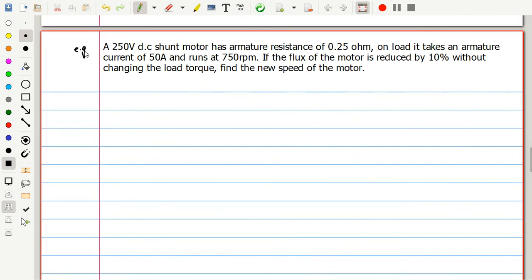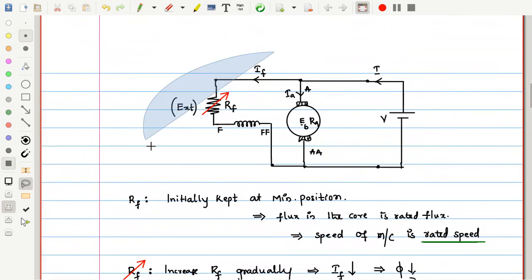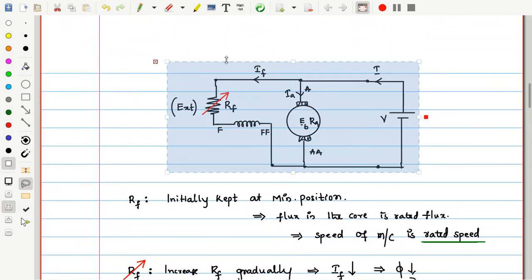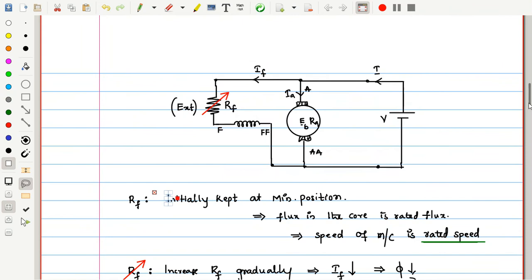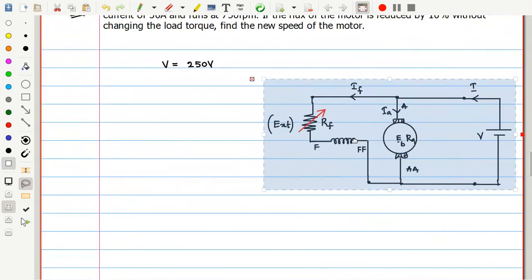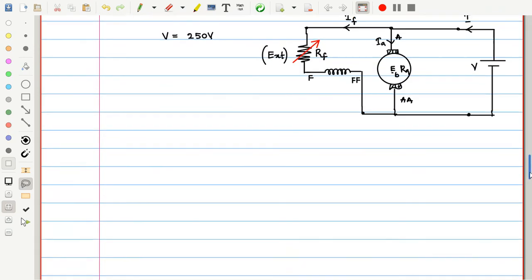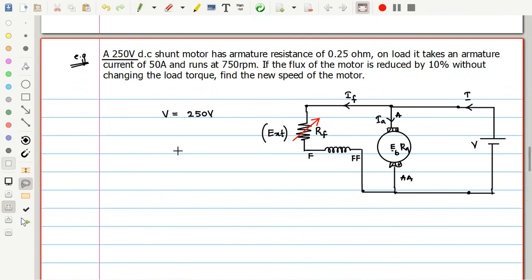So let us see one simple problem relevant to this. One example problem is like this. See here, a 250 volts DC shunt motor. That means the voltage of the machine is 250 volts. I am showing the same diagram. Let me copy this diagram here, because these notations are very important, like which quantity we are considering as what. So this is the speed control method. Which speed control method? Field flux. So V is given.